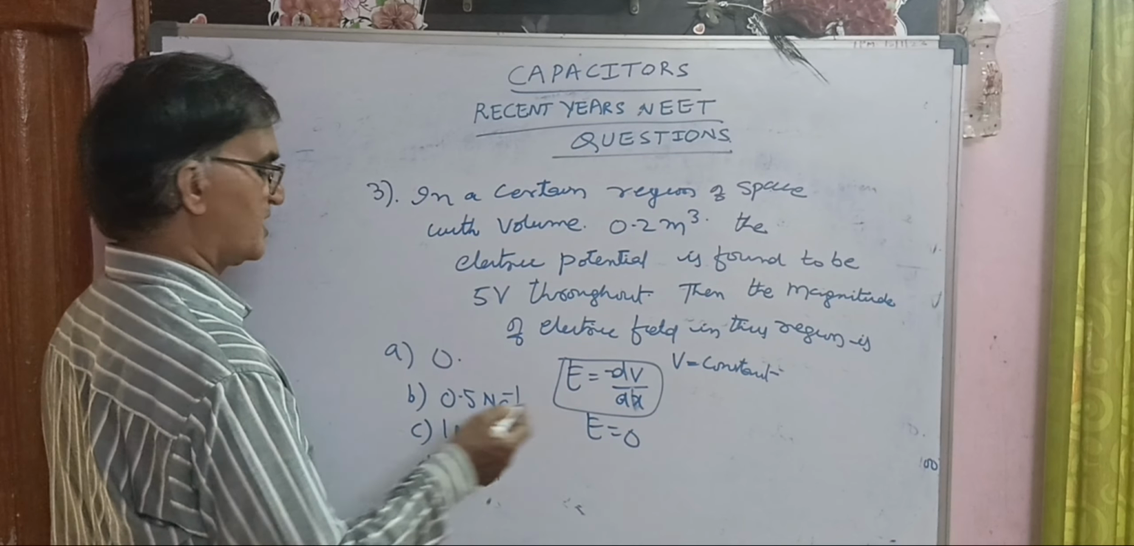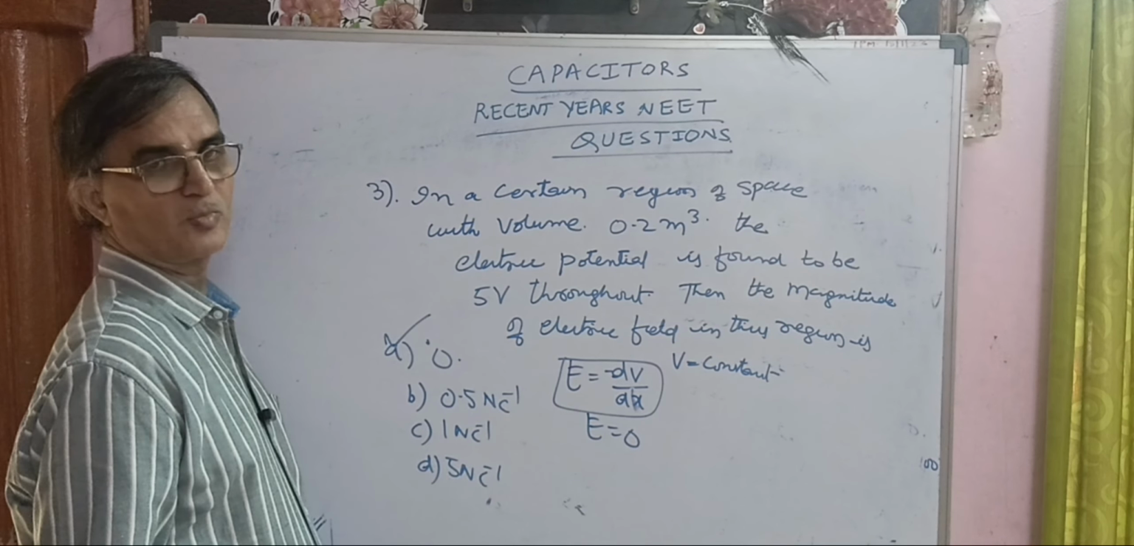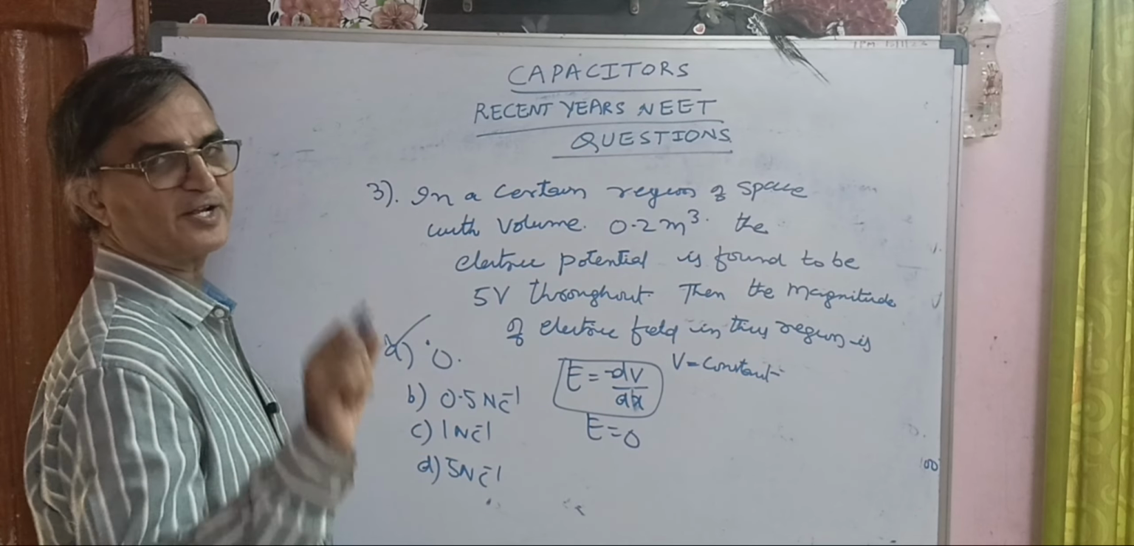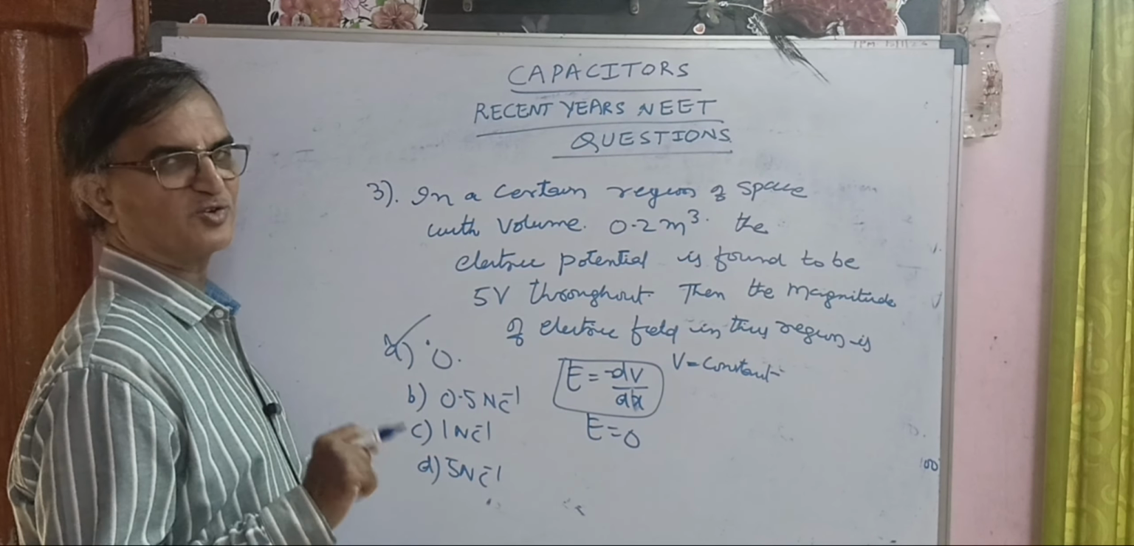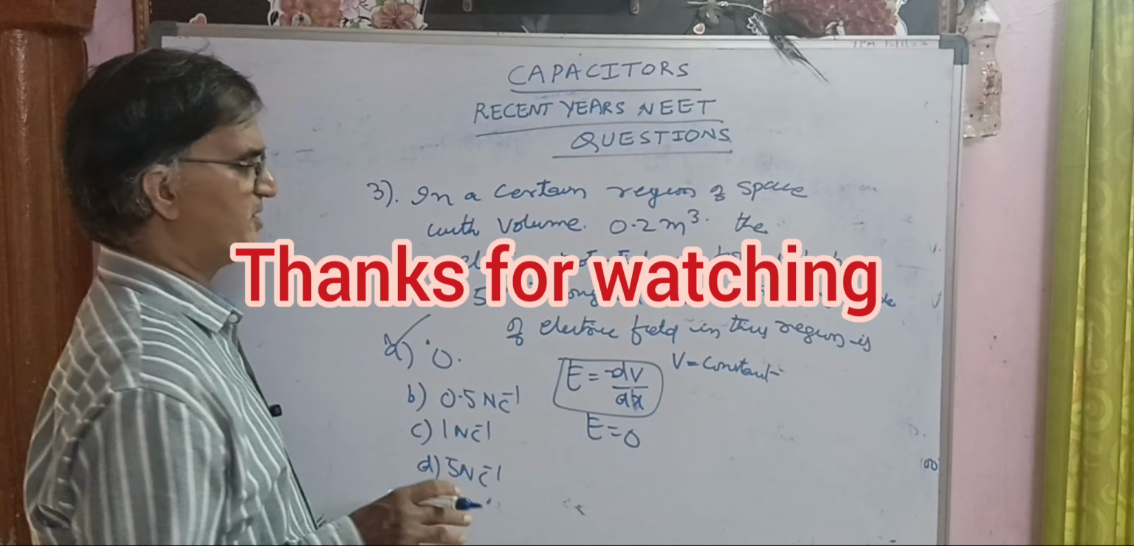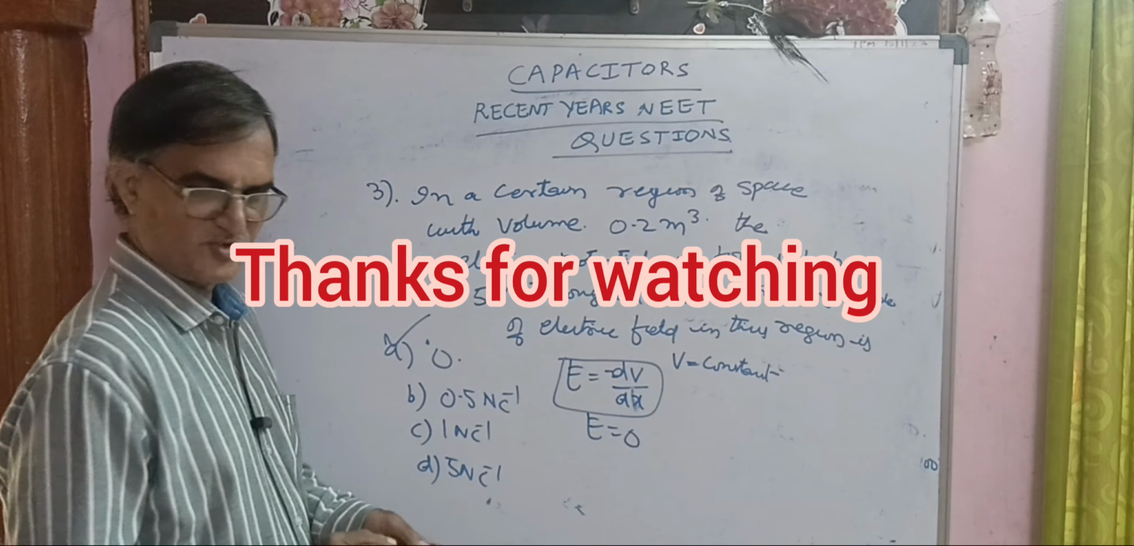So always remember this is a basic question. Potential constant means the electric field will be 0. Suppose you get a spherical conductor: inside, the electric field is 0, and the potential will be constant throughout. Okay. This is the point.